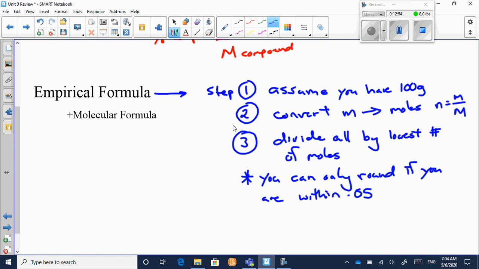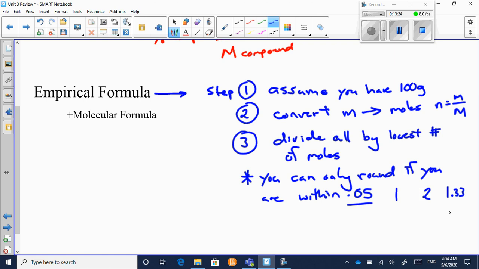But with these empirical formulas, you've got to be fairly close, and if you're not, you've got to consider multiplying everything by a number. And there's a table in your book that shows you, for instance, if after you've done this division in step 2, you ended up with the following numbers. Let's say you ended up with 1, 2, and 1.33. You can't round that 1.33 down to 1.